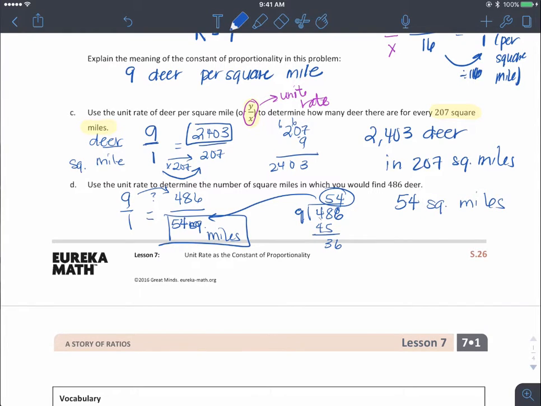Okay, so this tells us that there are 486 deer if we were to take a 54 square miles area. All right.